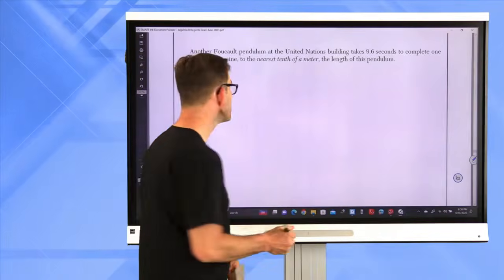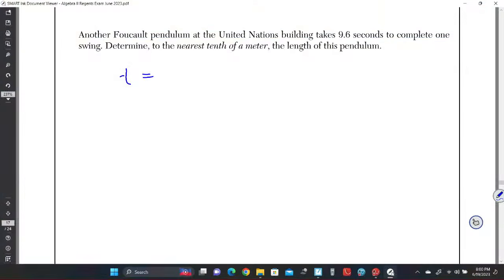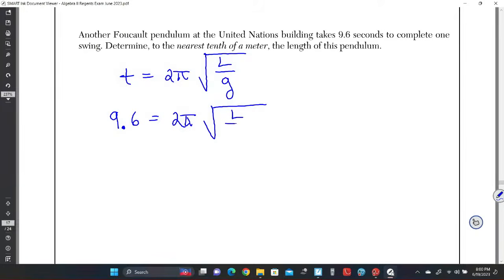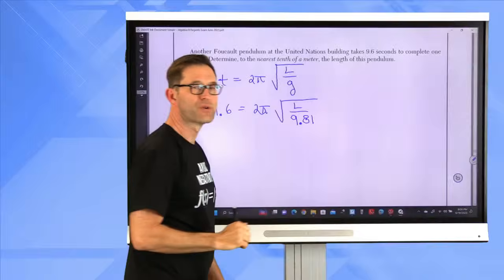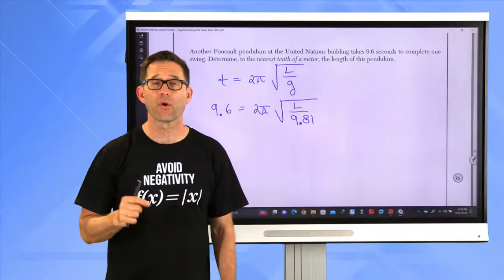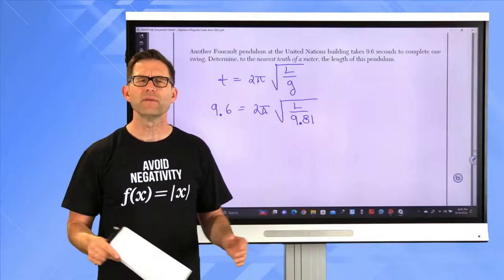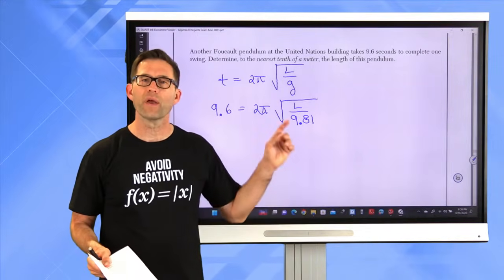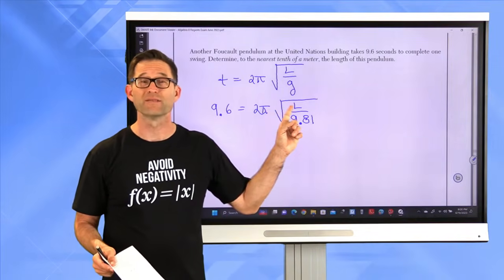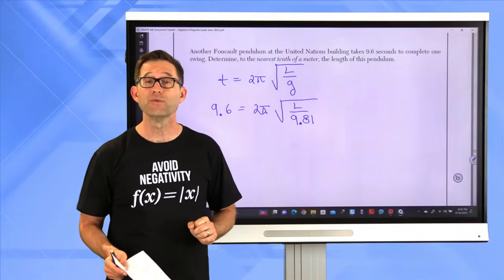Because in this case, we've got this equation, T equals 2π times the square root of L divided by g. And in this case, we know the time. It's 9.6. We certainly know 2π. We don't know what L is, but we know g is 9.81. So in other words, what we're doing here is solving an equation involving a square root. But don't look at it that way. We're solving an equation for a variable that occurs only once. So yet again, we are simply going to use inverses.